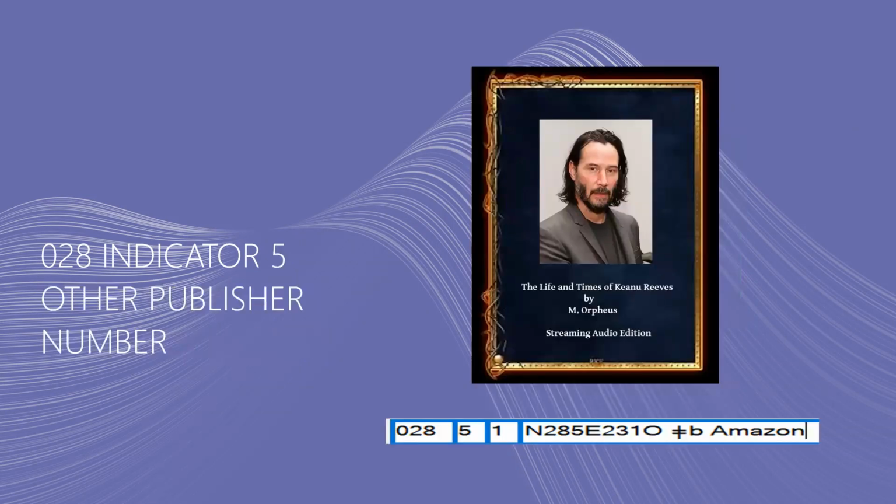028 indicator 5 is the other publisher number. This is when the number you're looking at doesn't really fit into any of the 4 categories we just talked about. Sometimes a streaming audiobook will do this, so I made up this exciting audiobook titled The Life and Times of Keanu Reeves. And this is how you would code that: 028, 5 in the first indicator, 1 in the second, and then the number we found on the back was N285E2310, and that was from Amazon.